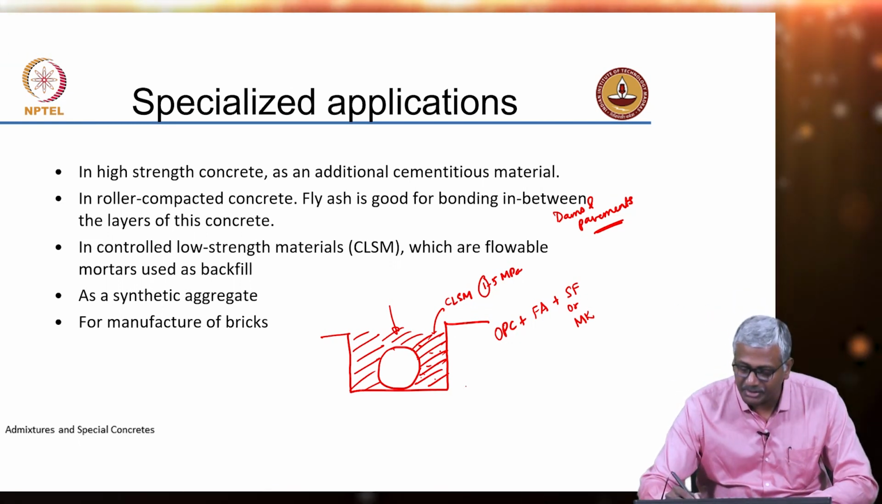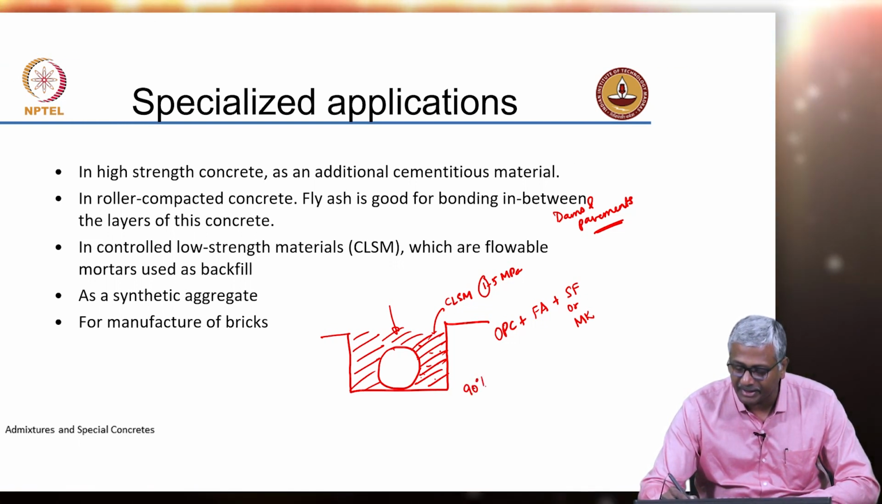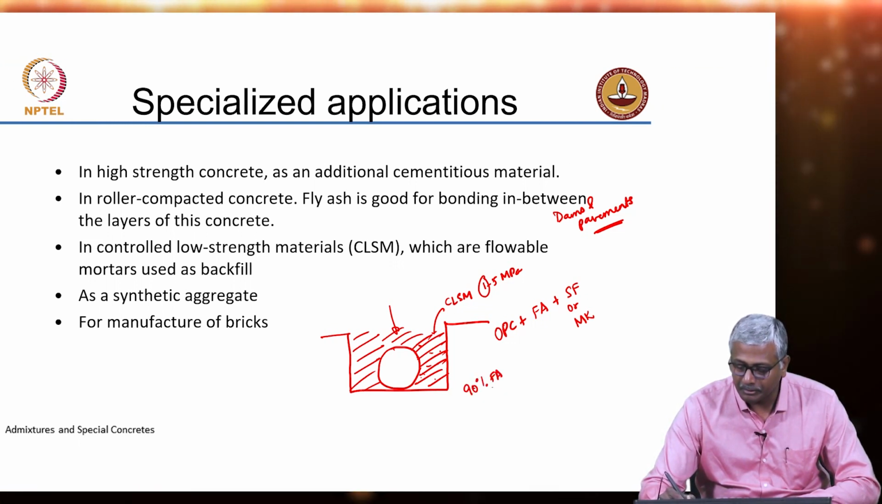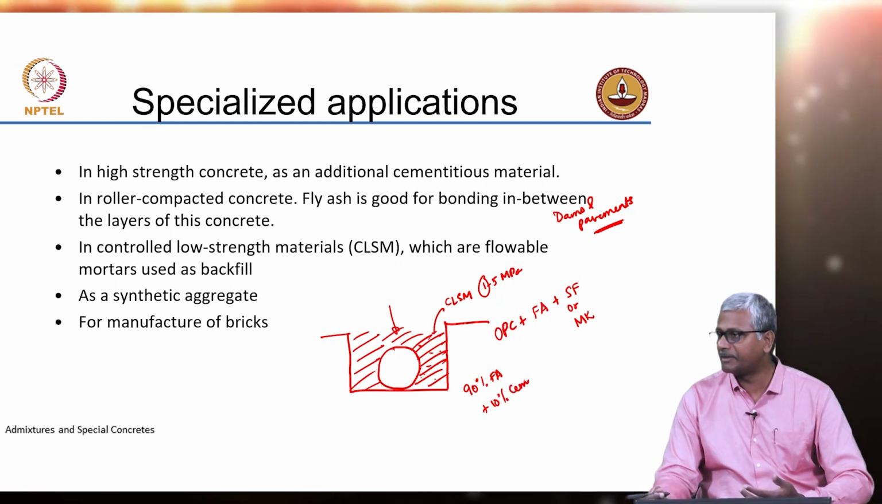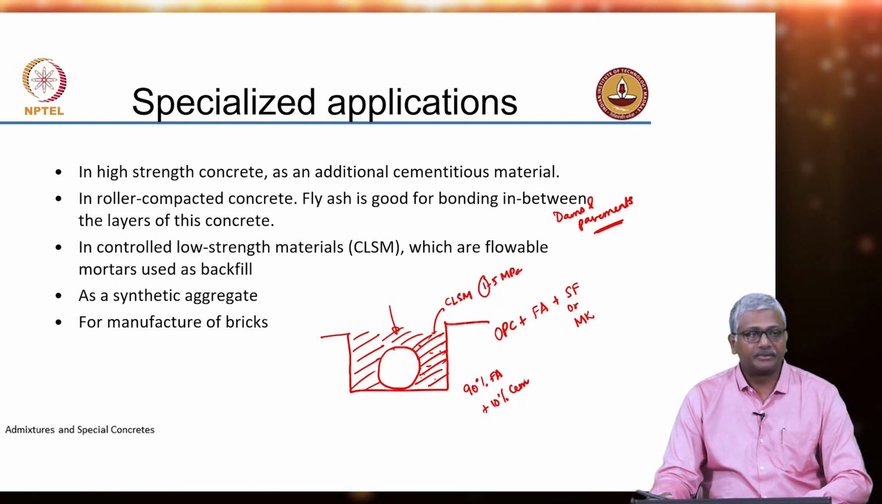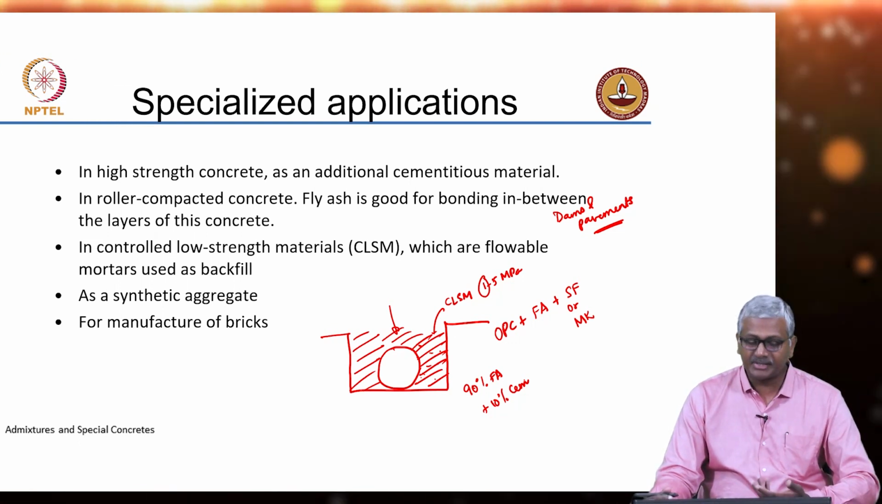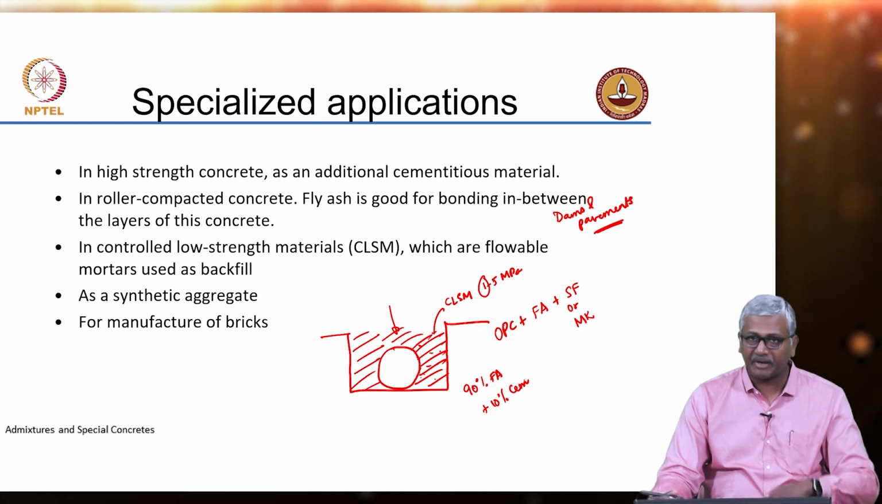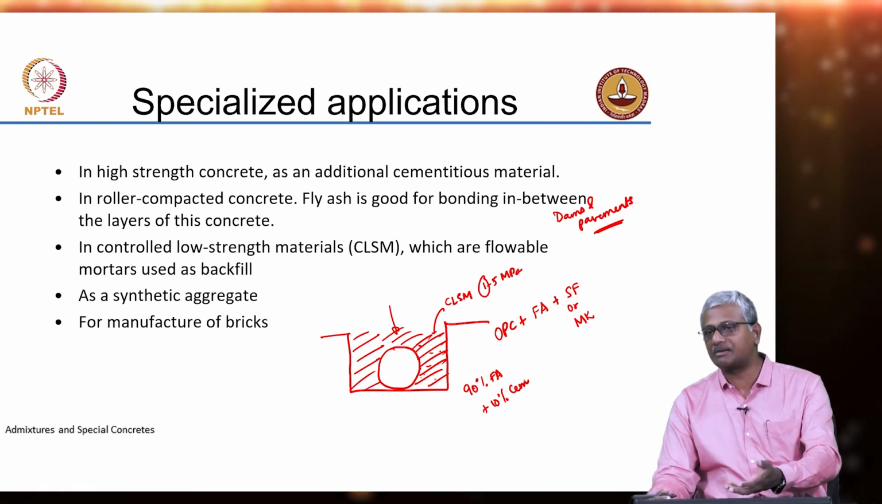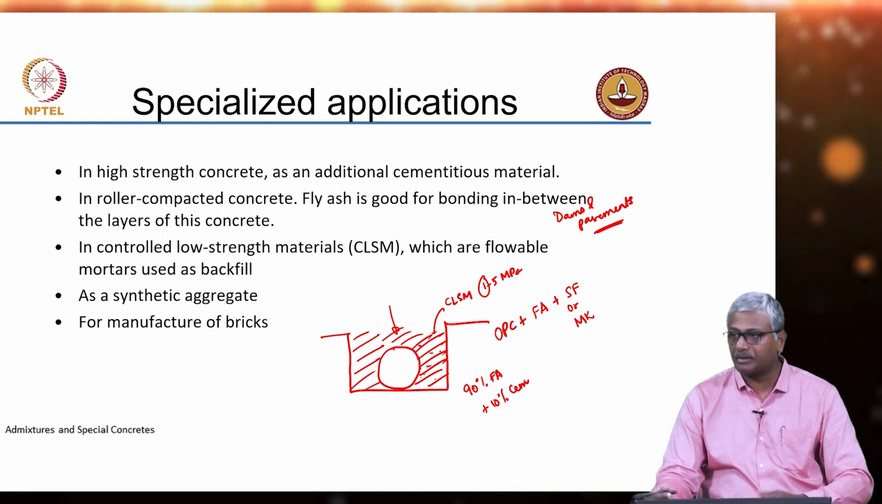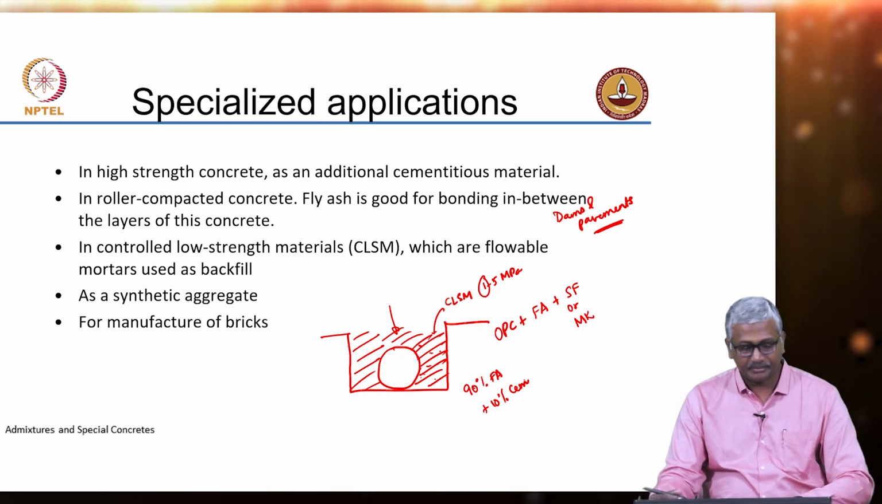In CLSM, we generally use a blend of 90% fly ash and 10% cement. So, you do not need much cement in this system. You can maximize the use of fly ash. These are mortars or extended concretes also, which are used as backfill, which have a very high percentage of fly ash, because you need very little strength. So, 1 MPa can be easily obtained with 90% fly ash.